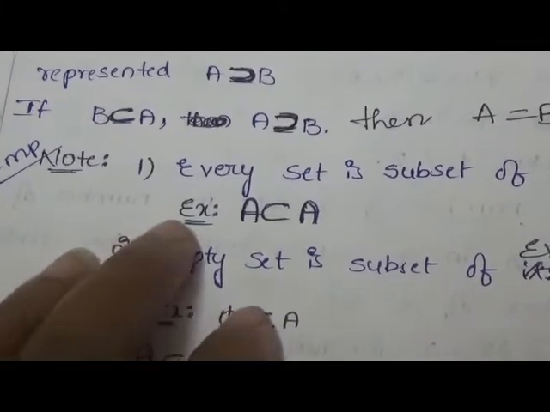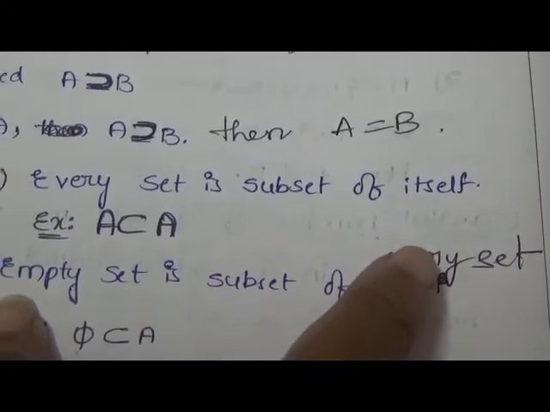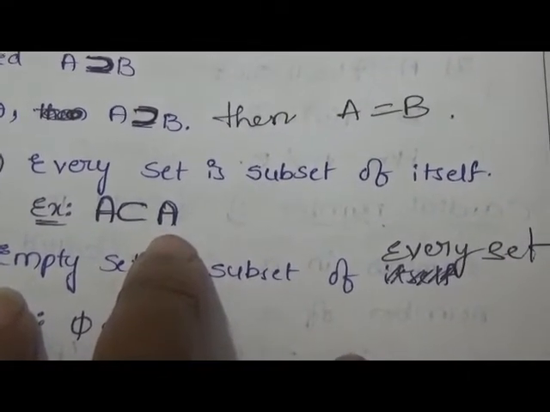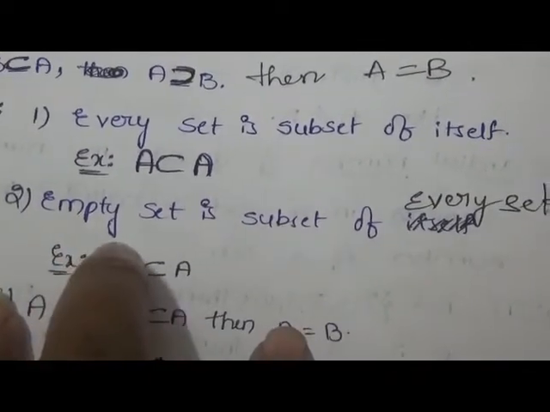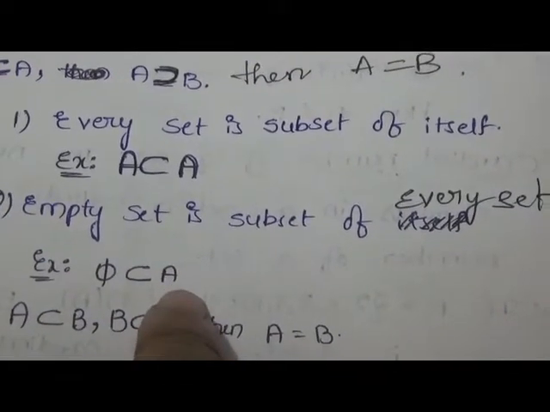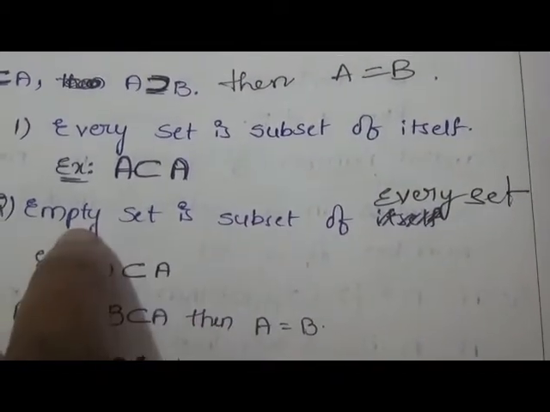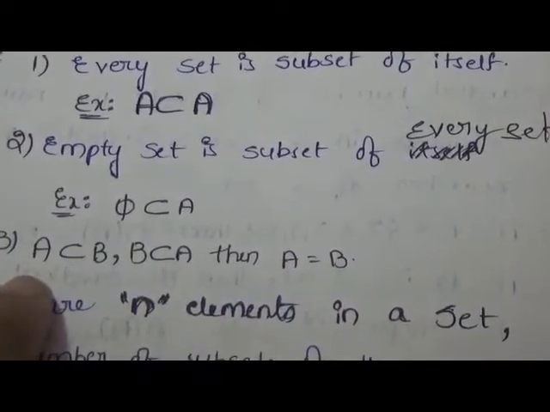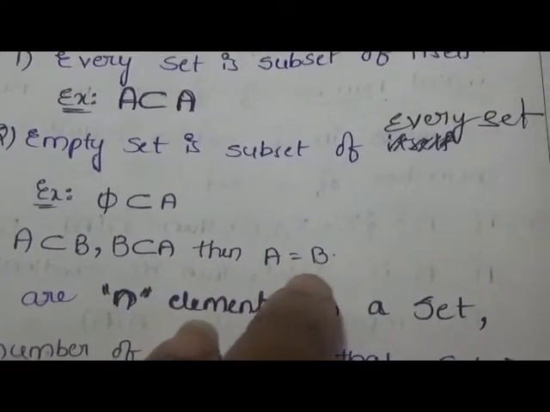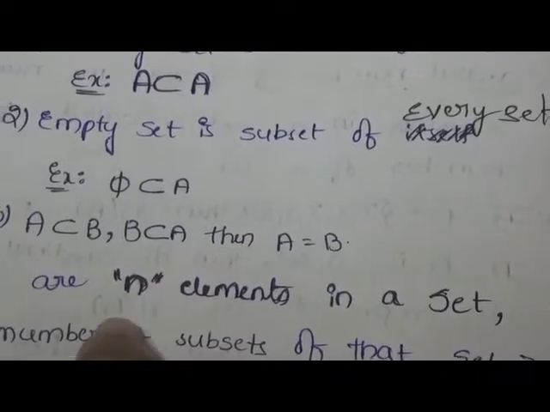So, note, this is important. Remember it very carefully. Every set is a subset of itself. Every set A is a subset of A. Right? The second one, the empty set is a subset of every set. For every set, there are two common subsets, that is itself and the null set. And the third point, I already said about this. If A is a subset of B and B is a subset of A, then A is equal to B. These two are equal sets. Only then is A a subset of B and B a subset of A.